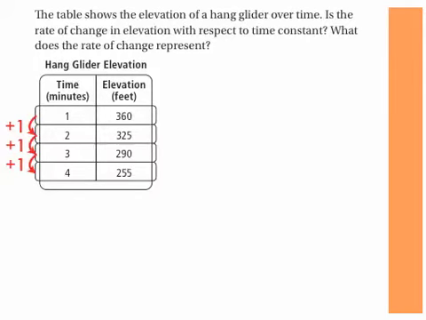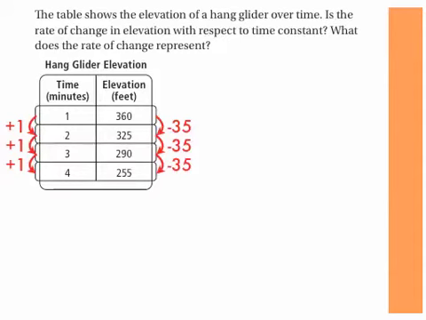And then we're going to look at the next column, which is the elevation in feet. If you look to go from 360 to 325, we subtract 35. To go from 325 to 290, again you subtract 35, and you're going to subtract 35 again. So is this elevation constant? Yes, it is. As the time is increasing by 1, the elevation is decreasing by 35.